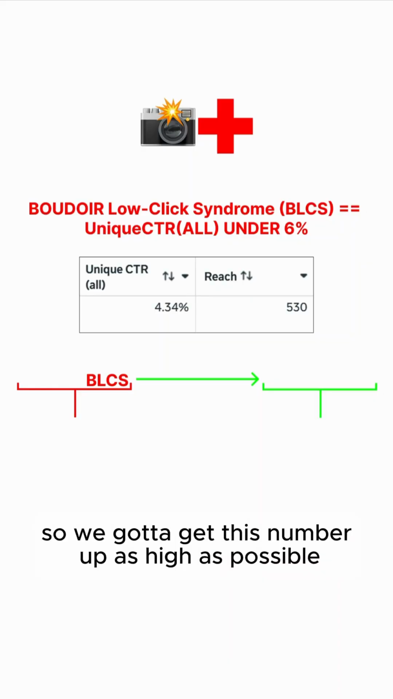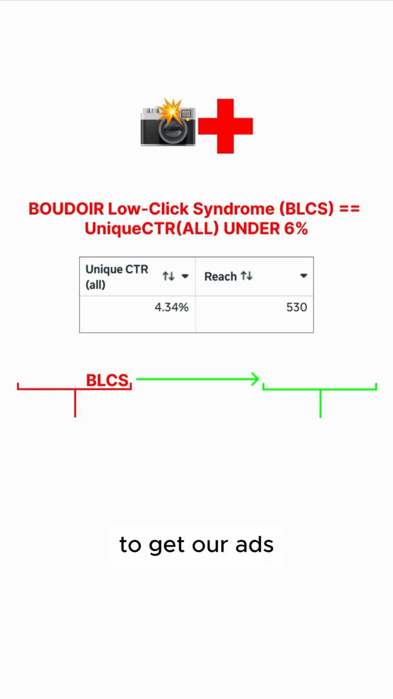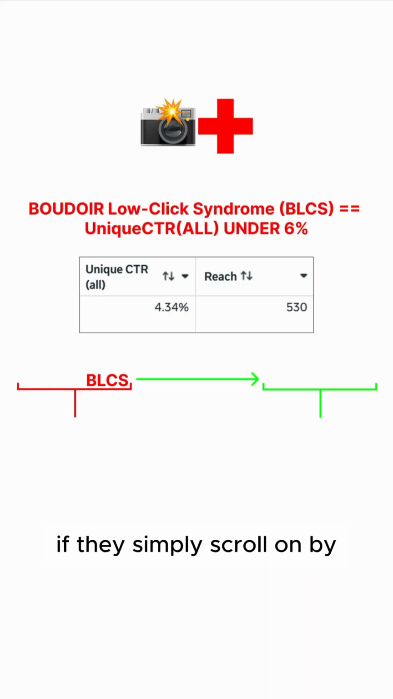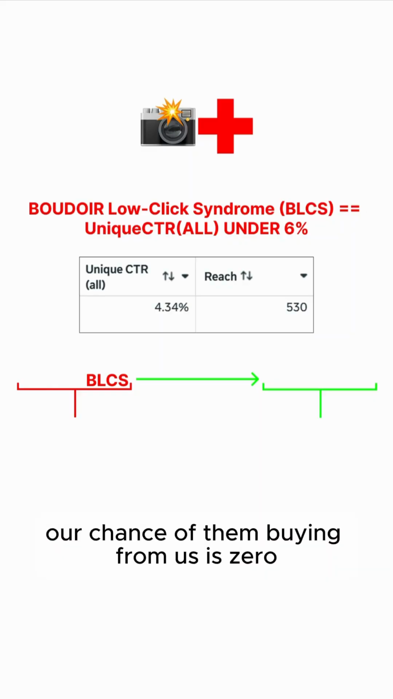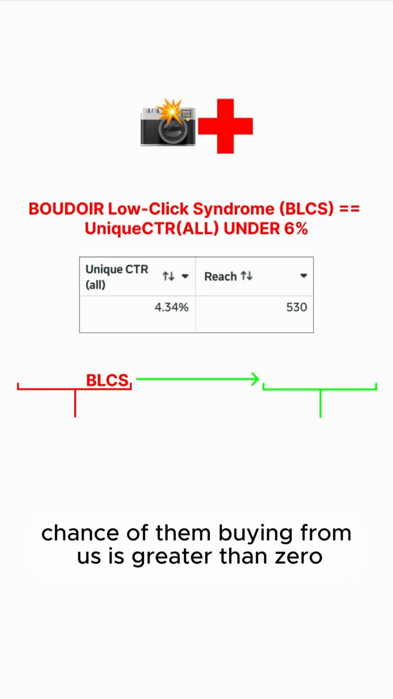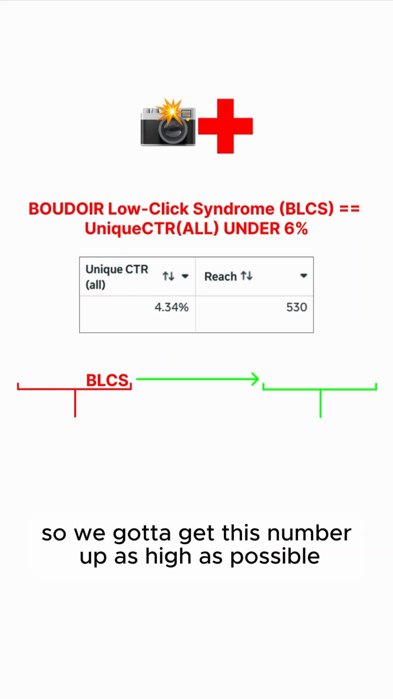So we gotta get this number up as high as possible to get our ads into the maximum number of women's brains as possible. Because basically this means how many women are not simply scrolling on by. If they simply scroll on by, our chance of them buying from us is 0. If they click somewhere, the chance of them buying from us is greater than 0. So we gotta get this number up as high as possible.